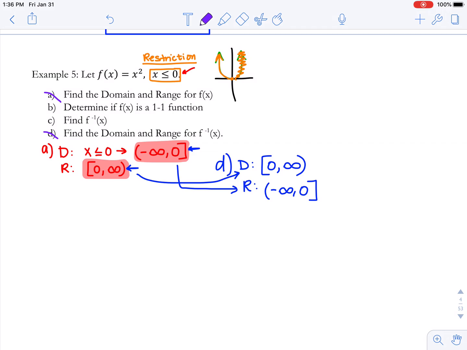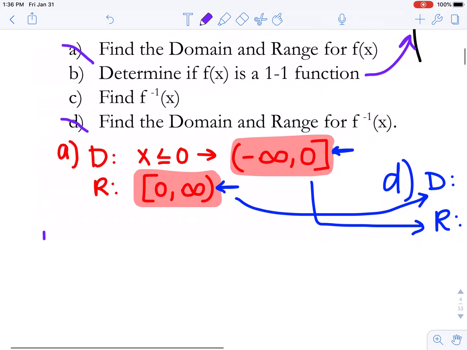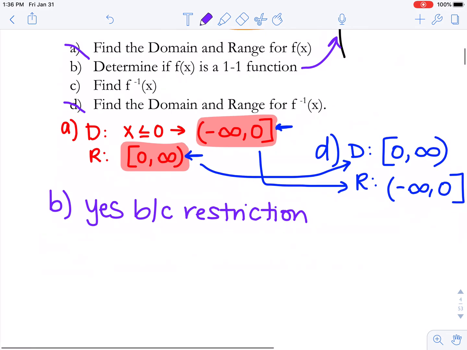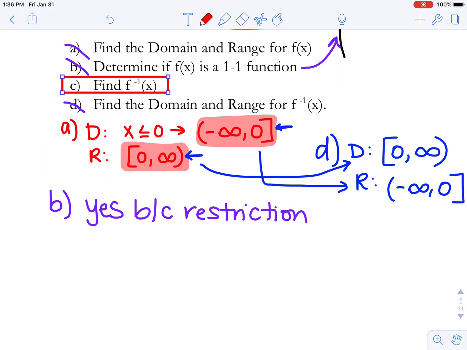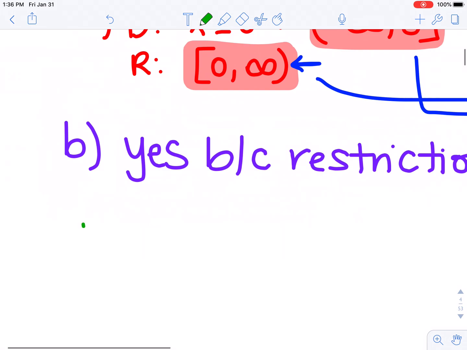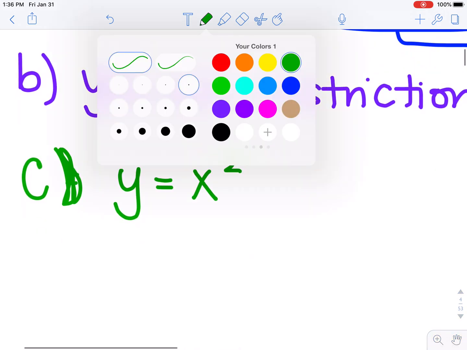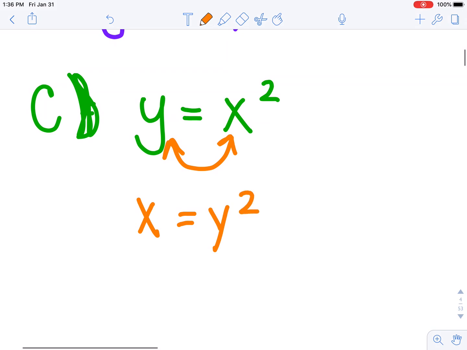Now it says determine if f of x is a one-to-one function. Well, it wasn't, but now with the restriction, it is. Yes, because of the restriction. So now we've done B. All that's left to do is to find the inverse itself. So the process that we talked about yesterday is that we write the original function, which is y, part C, y equals x squared. I just replaced the f of x with a y. Next, we swap out my x and my y. So x equals y squared. And now I'm going to get y by itself.